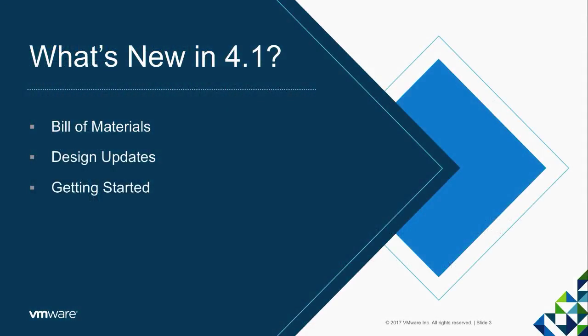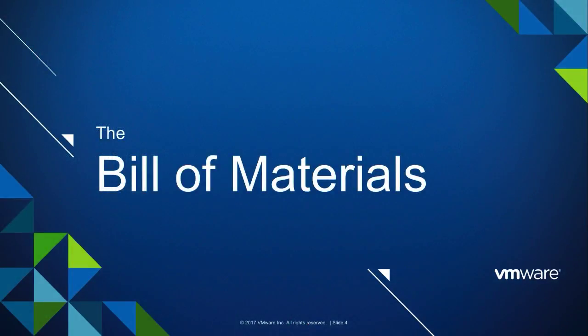Let's take a look at what we'll cover in this session. First up, we'll cover the bill of materials: what software versions and components are used in the design update. And next up, we'll provide some insight into key design updates, their justification, and any implications. And we'll round it out with sharing some key resources to help you get started in this new release. So with that, let's get started and jump into the software bill of materials for this release.